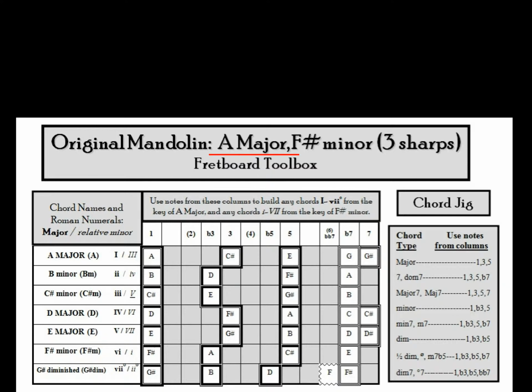Now if you look at the key of A major and you look at the chord jig, you can see the 1 through 7 chords in the key of A major. So A major is your 1 chord, B minor is your 2 chord, C sharp minor is your 3 chord, D major is your 4, E major is the 5 chord, F sharp minor is the 6, and G sharp diminished is the 7 chord.